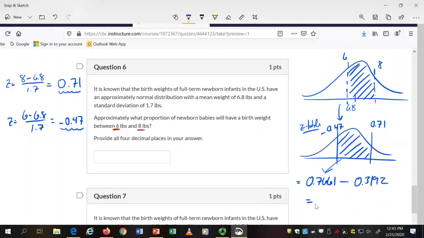And then whatever that comes out to be should be the correct answer. What does that come out to be? 0.4419.